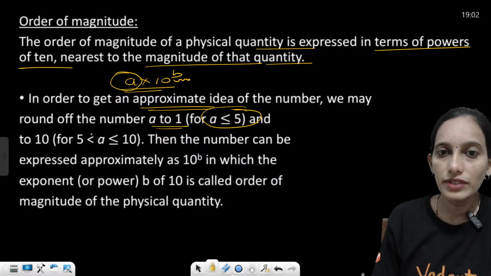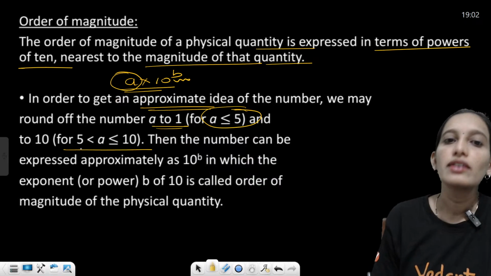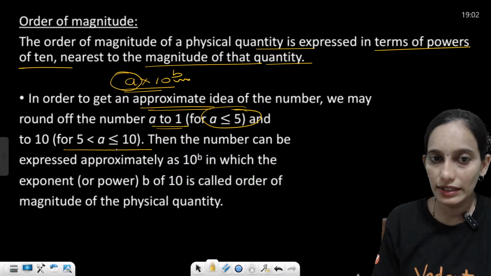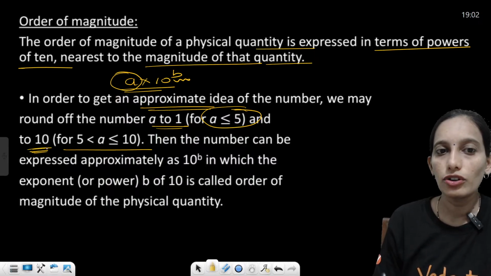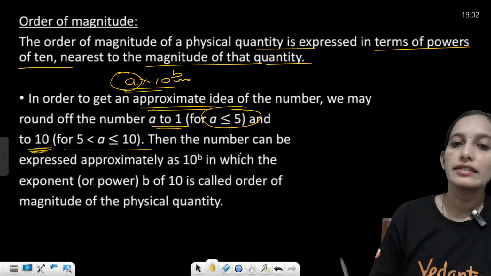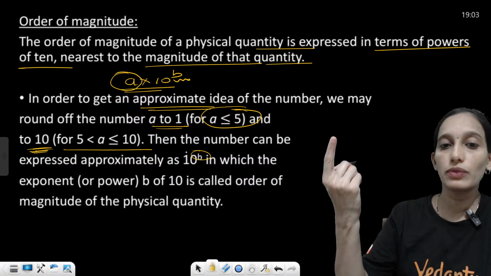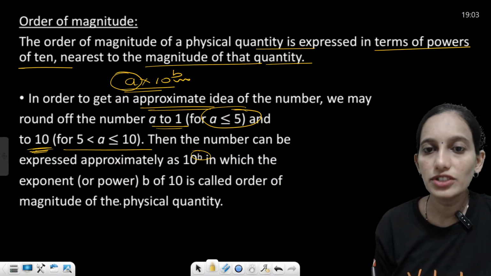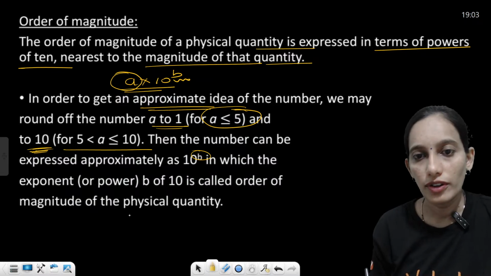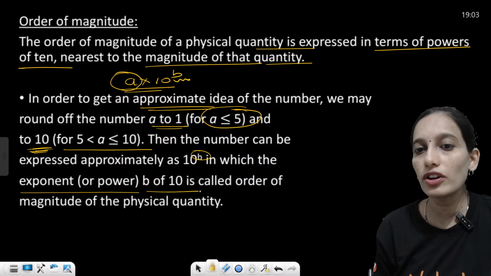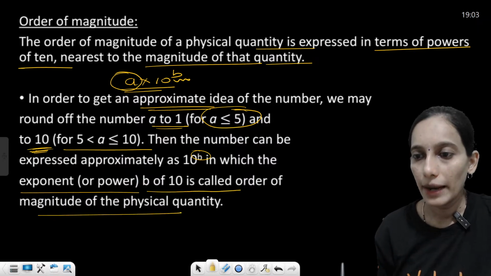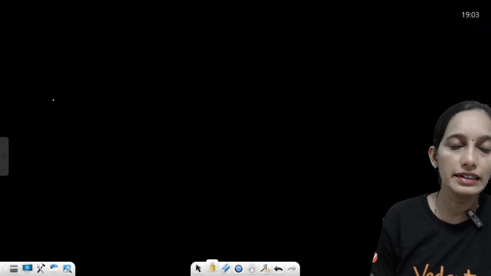Similarly, if this a is greater than 5 and less than or equal to 10, then we have to approximate a to 10, round off to 10, and then b becomes b plus 1. Okay, so that will be the order of magnitude. So the exponent or power b is called the order of magnitude. I'll give one example, then it will be clearly understood.